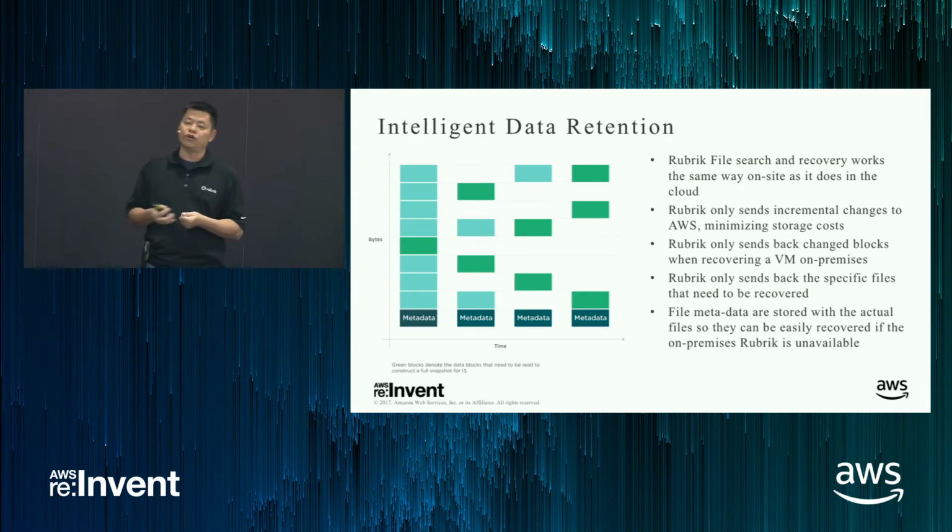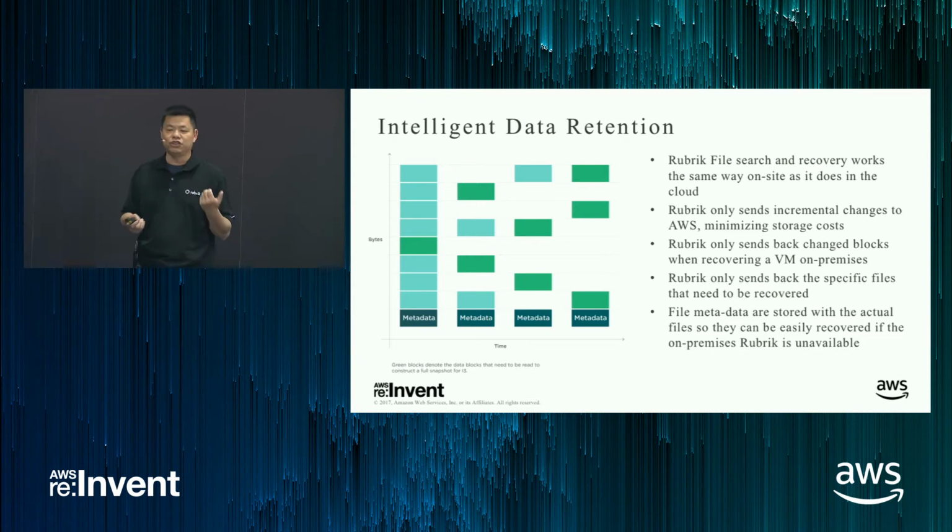We're also very intelligent in the way that we store data in S3. So rather than backing up and sending the full amount of data every single day, we actually send only incremental changes. So if you're backing up a series of virtual machines and archiving it all to S3, and you only have a 10% change from day to day, we'll only send those 10% changes.